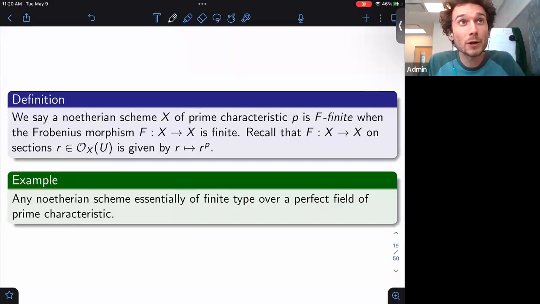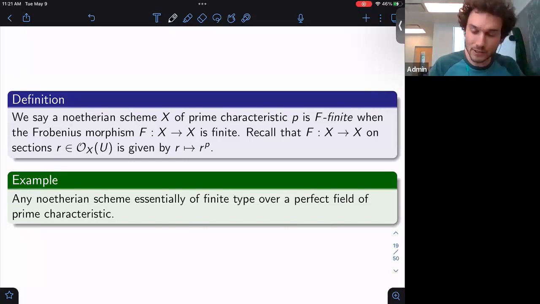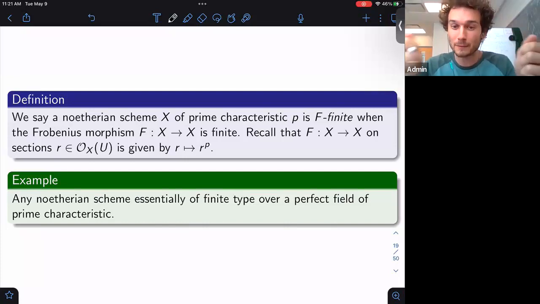So our problem was to think about this problem of strong generation in the context of prime characteristic. So we say a noetherian scheme of prime characteristic p is F-finite when the Frobenius morphism is a finite map. Recall that the Frobenius morphism on sections just raises things to p-th powers. An easy example is to take a noetherian scheme that's essentially of finite type over a perfect field of prime characteristic. This would be a nice running example for a scheme that is F-finite. Again, it just means that the Frobenius morphism is a finite map.